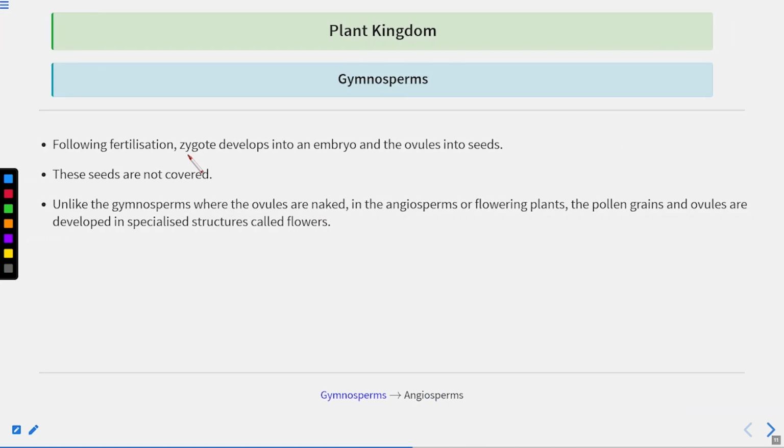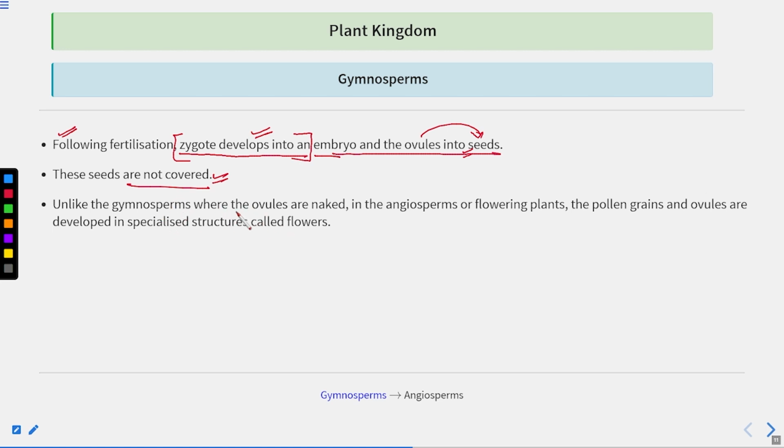Following fertilization, the zygote develops into an embryo and the ovules into the seeds. So now what happens after the fertilization? This zygote develops into an embryo, and the ovules change to the seed. This we have already discussed. Now this seed is not covered. This is a unique feature of these particular gymnosperms.